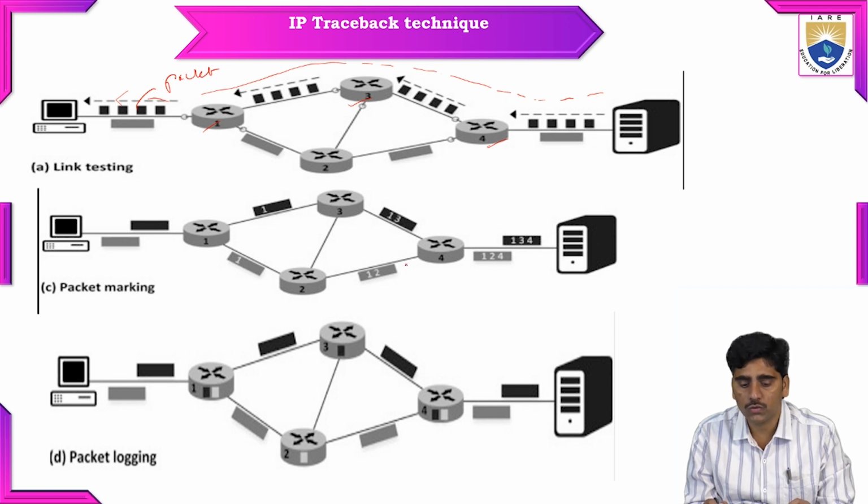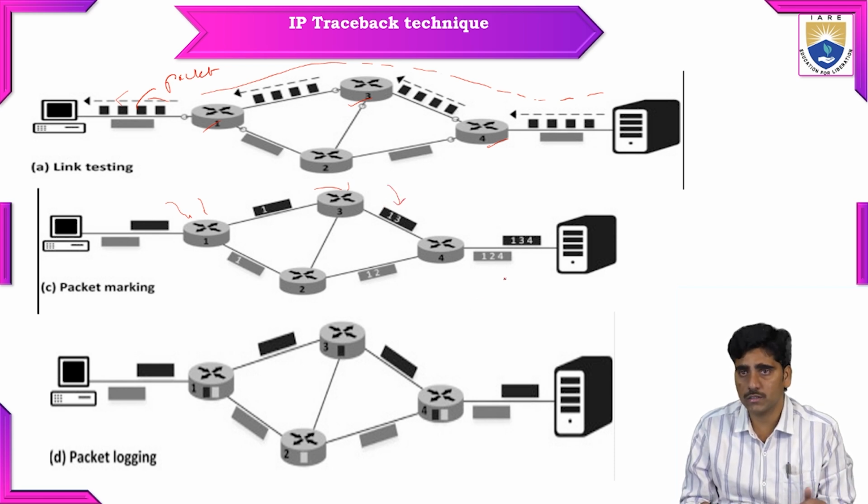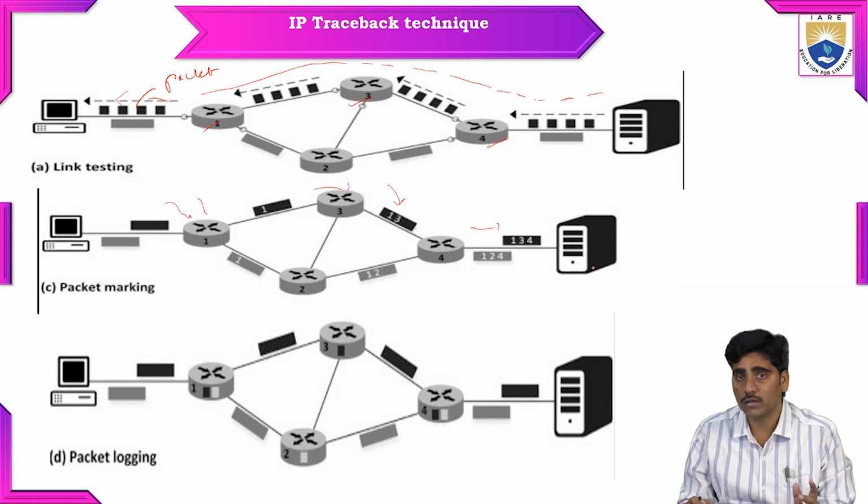Packet marking. Each and every router has to mark each and every individual packet. It marks the first packet, and the next packet moves to the third router. Then it identifies the packet as 1-3. The packet marking has to be changed at every router, so the next is 1, 3, 4. This is the way the packet is marked at each and every router.